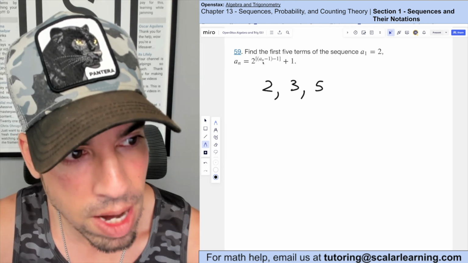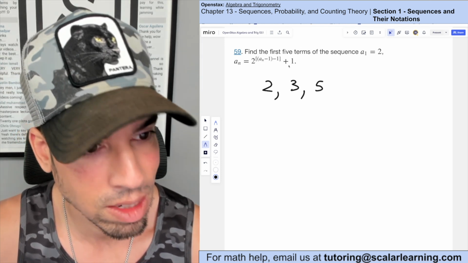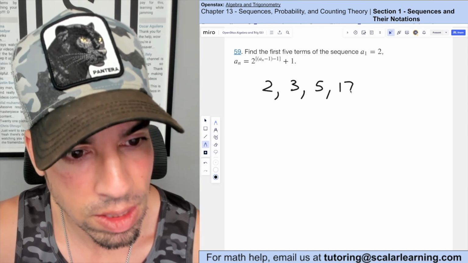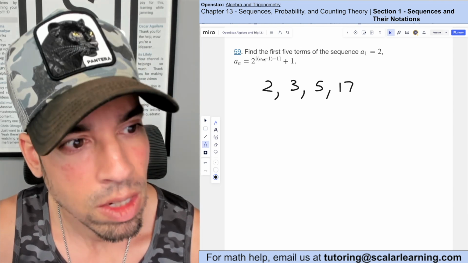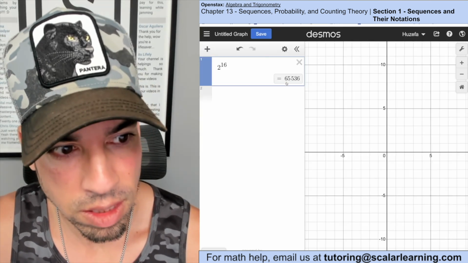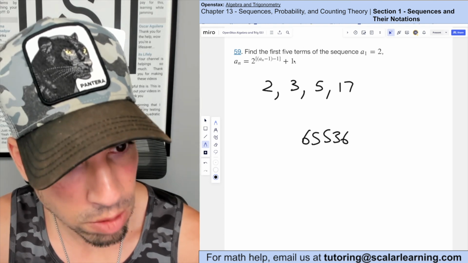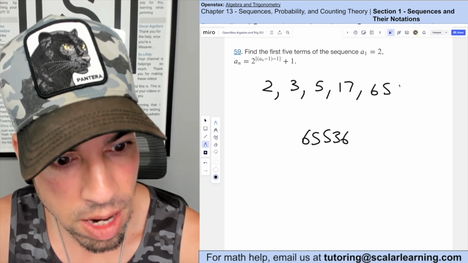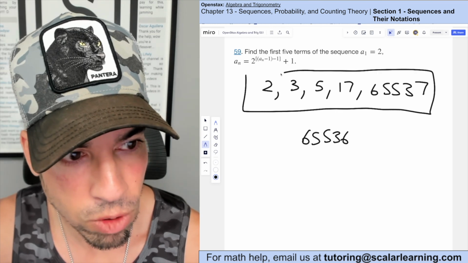Then I plug in the 5 here. 5 minus 1 is 4. 2 to the 4th is 16 plus 1 is 17. And last but not least, plug in 17 now. 17 minus 1 is 16. Now we're going to need Desmos. 2 to the 16th is 65,536. And 65,536 plus 1 is 65,537. That's how you do it. Those are the first 5 terms.